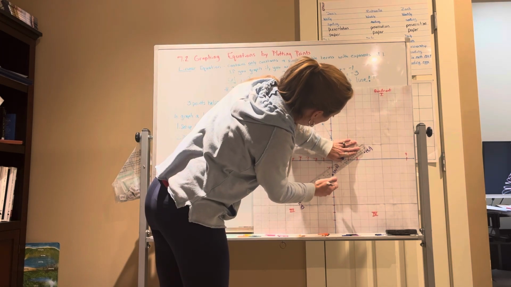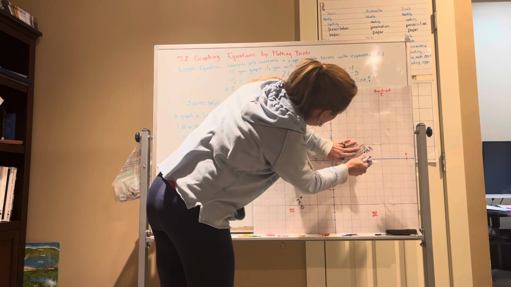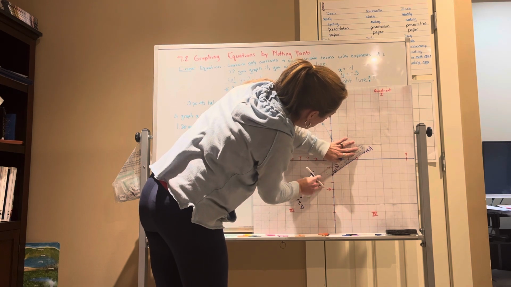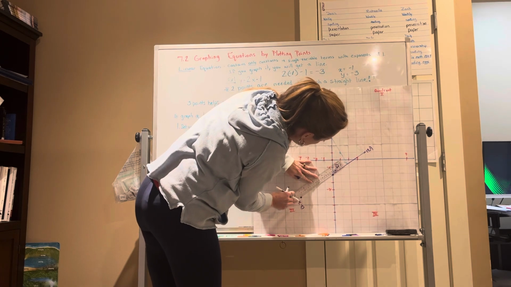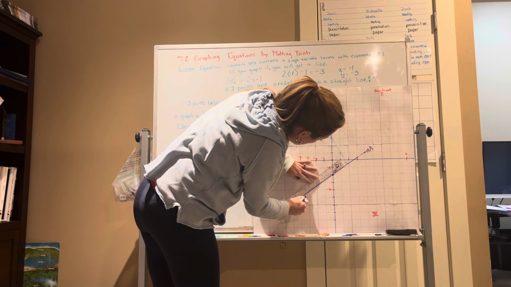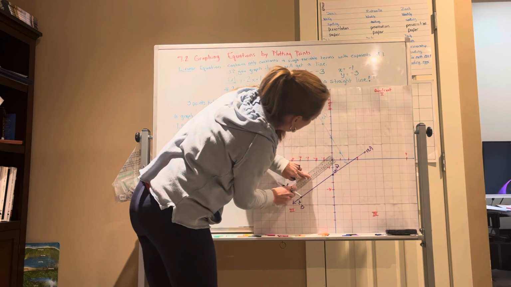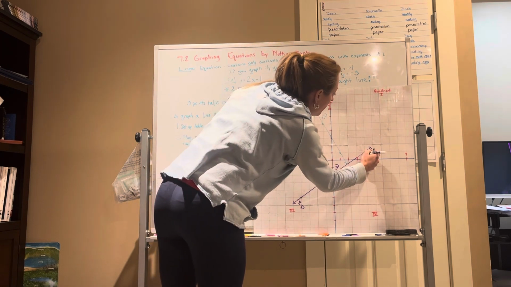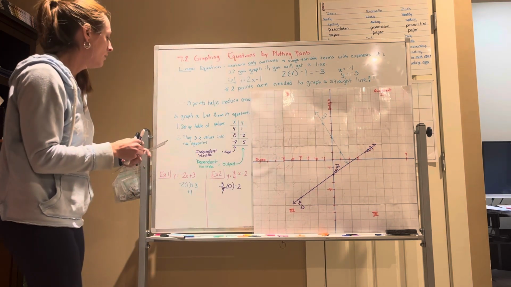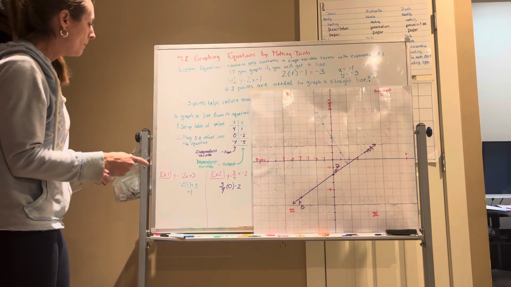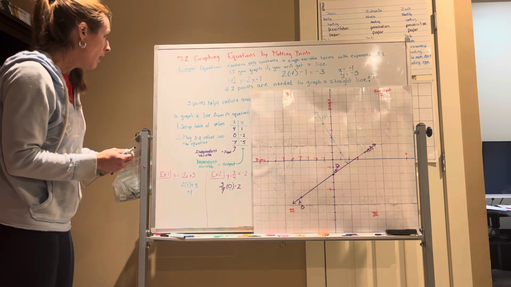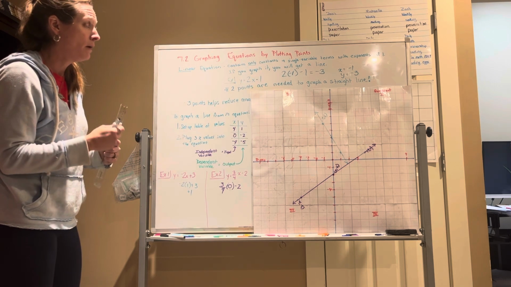And then I'm going to attempt to connect these dots. And add the arrows to my line. And we have graphed this second linear function. All right, I think that's it.